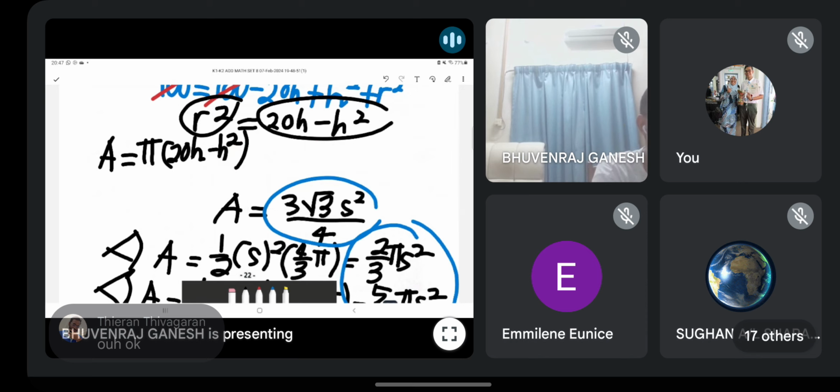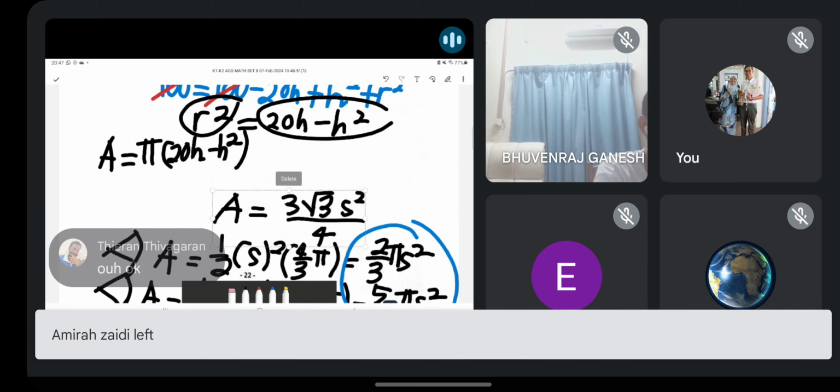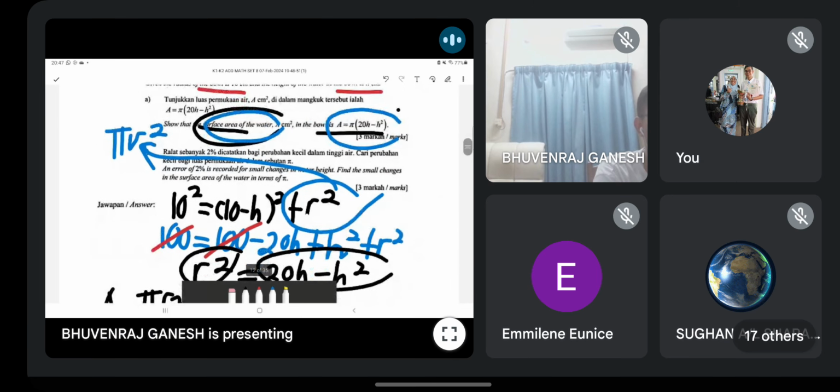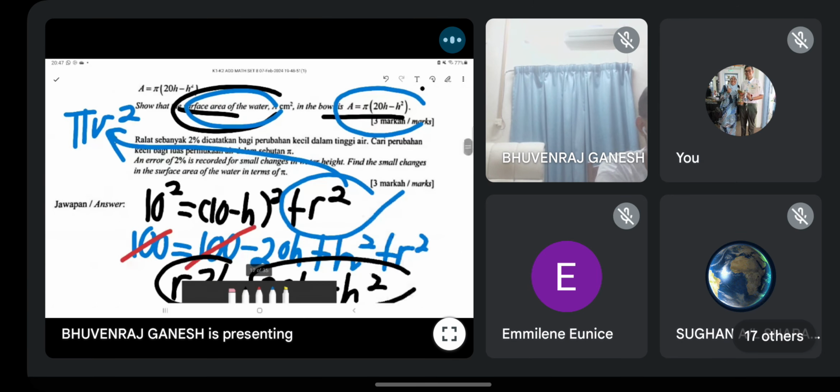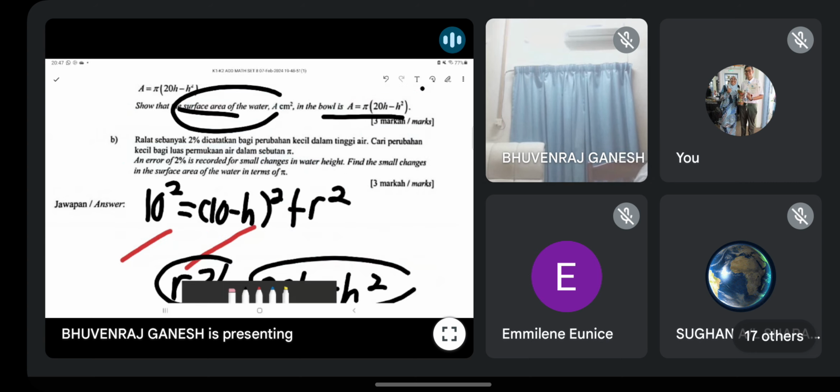Okay, so we go to part B for this question. Part B is about approximation. So this one. Now suddenly they tell you that, where is this question? Wait, okay, they tell you that there is an error.